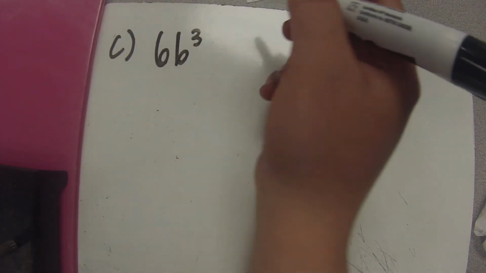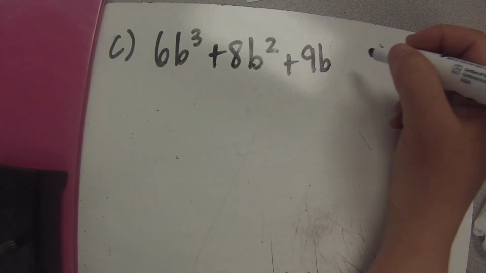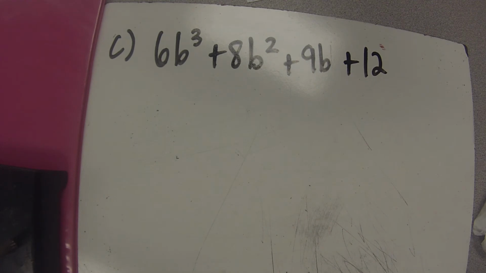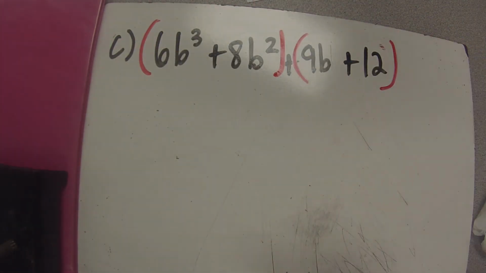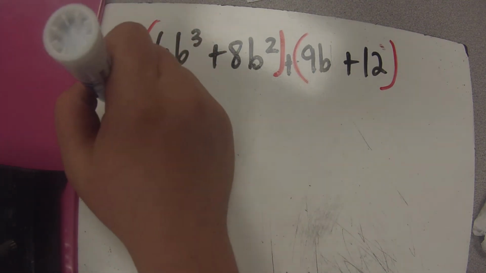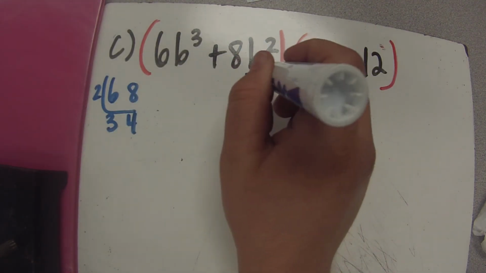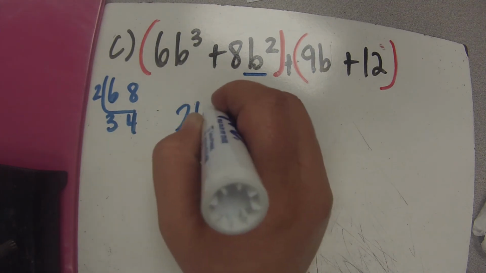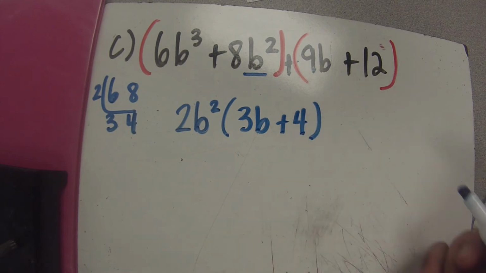I've got 6b cubed plus 8b squared plus 9b plus 12. And really, you can group together any set, but in this fashion, it's really going to pull out the correct factors. Okay, so the common number between 6 and 8 is 2, and I know that each term has a b squared, so if I pull out 2b squared, I'm left over with 3b plus 4.